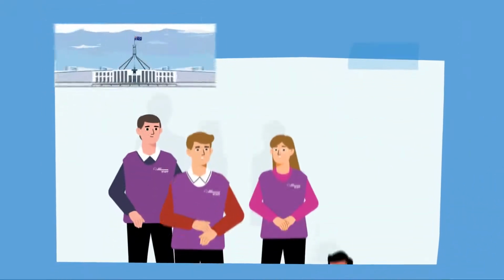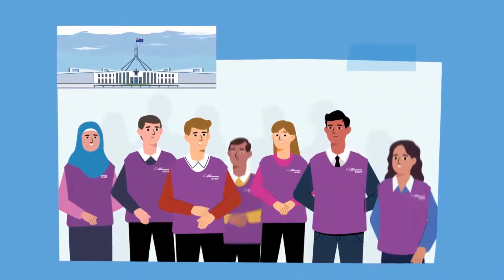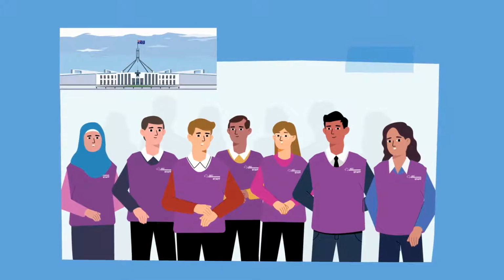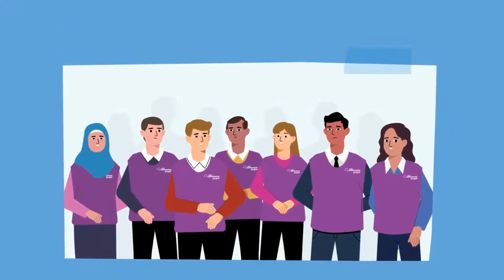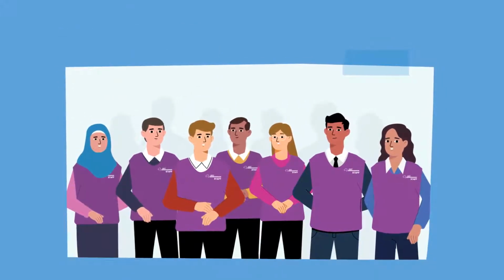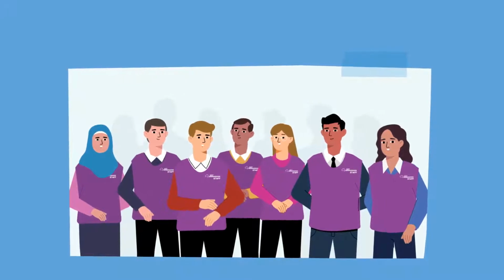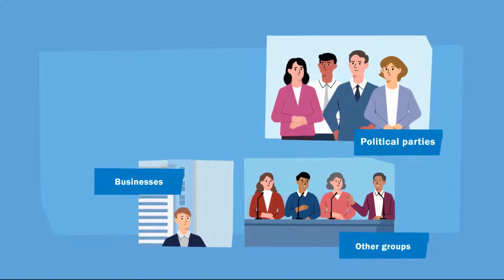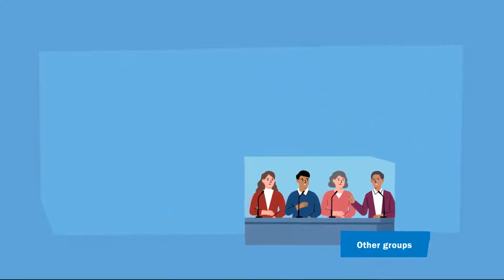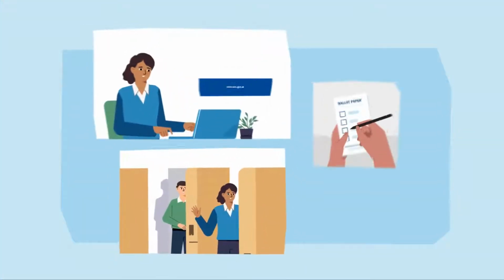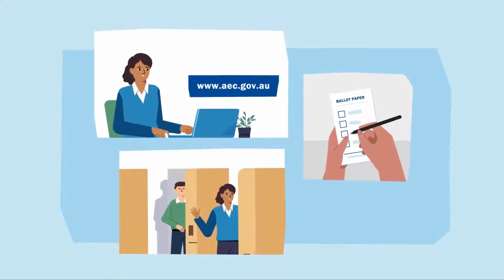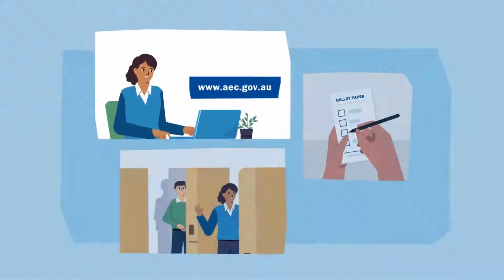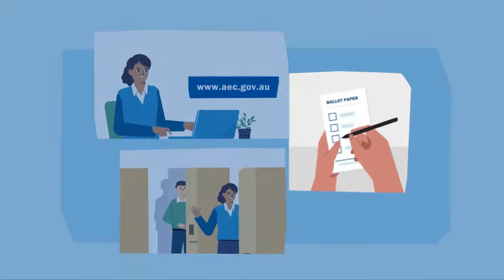To ensure free and fair elections, electoral management bodies like the AEC must be independent of the government and free from political connections. The AEC is made up of apolitical staff who conduct elections without interference from government, political parties, businesses, or other groups. There are 3 important steps that every voter must take. You must enrol, turn up to vote, and vote correctly.